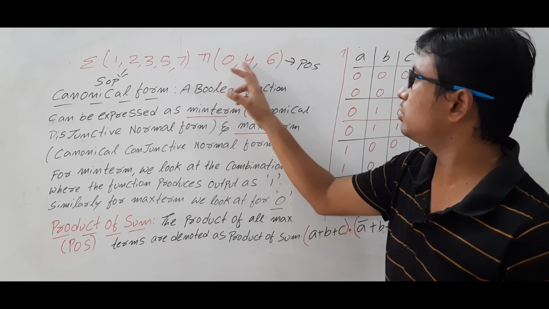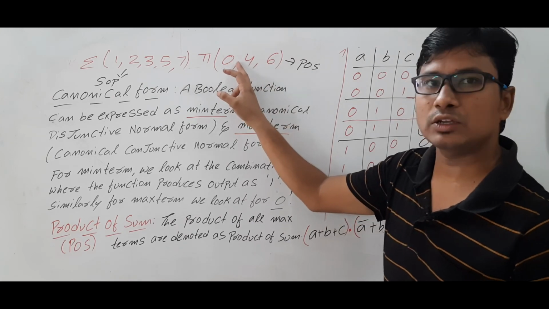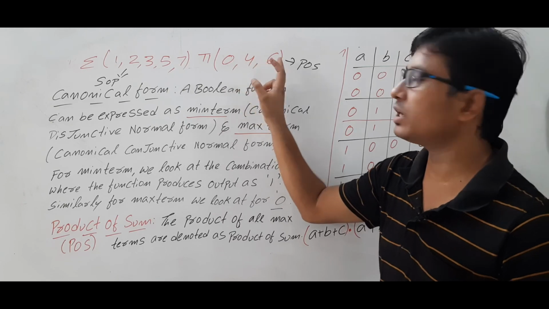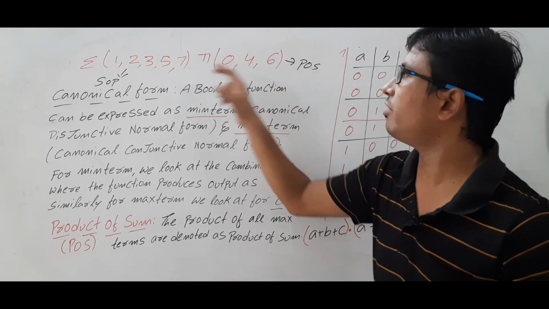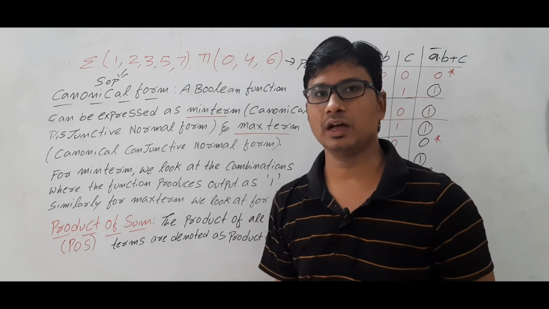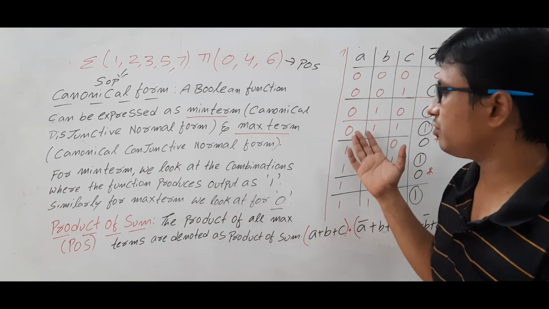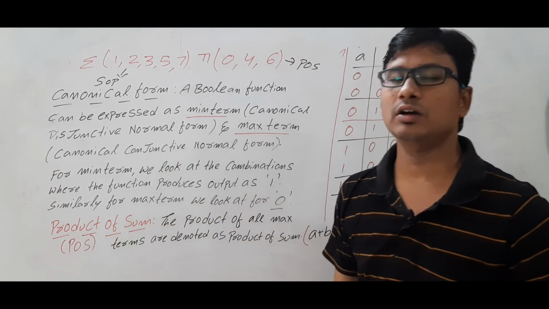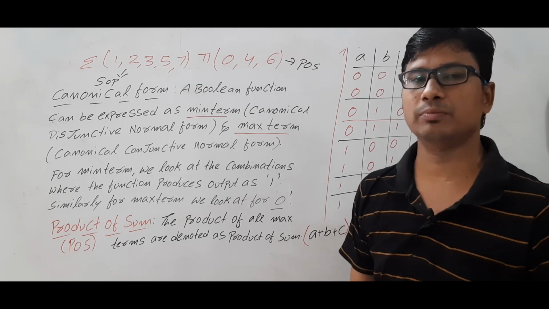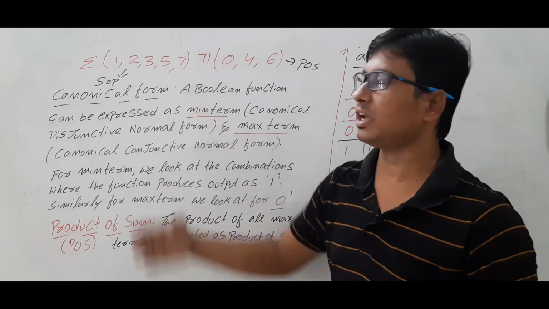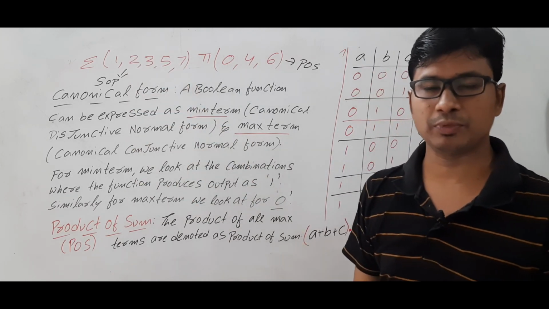Suppose see here 0, 4, 6 is there. What values are missing? 1, 2, 3 is missing. Then 4 and 6 is there. What values are missing? 5 and 7. Is it clear? I hope you have understood how I have taken a Boolean function and identified the max terms, and then how I represent it as a product of sums. From the product of sums, I have even found how to get the sum of products also.